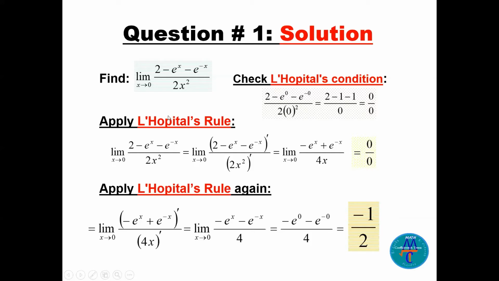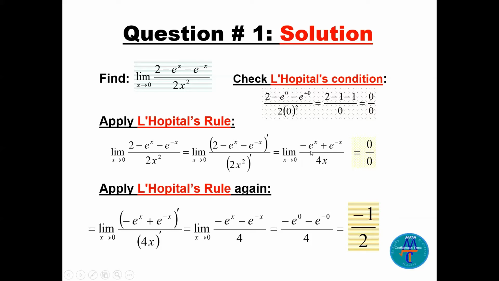So we can apply the L'Hopital's rule, which says, take the limit of this function. It will be the same limit as the derivative of the numerator divided by the derivative of the denominator. This is not similar to quotient rule, please. So the derivative of only the numerator: the derivative of 2 will be 0. And this will be minus e to the x. And there is a minus here, and the derivative of e to the minus x will be another minus. So this becomes plus e to the power minus x over 4x.